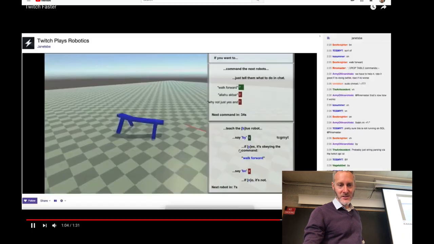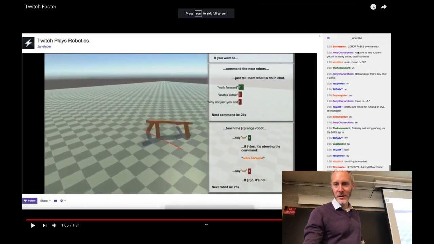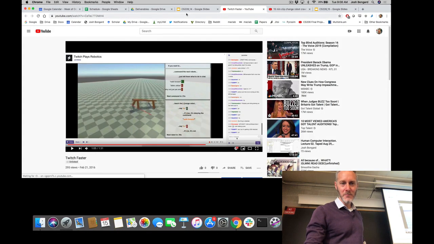Somebody also issued an SQL insertion attack up here for those of you that are interested in that kind of thing. Didn't work, happy to say.